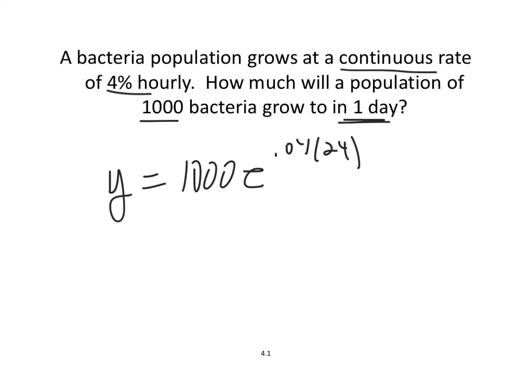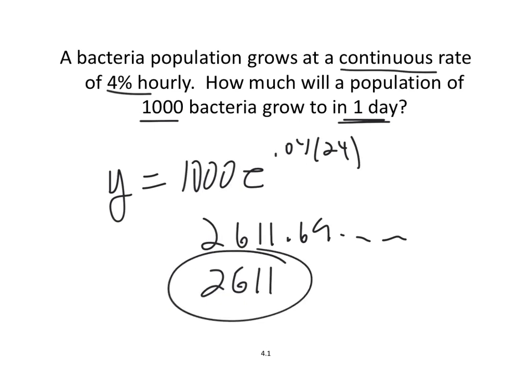So that works out the bacteria will be up to 2,600. Well, my calculator gives me this kind of answer, and this would be a good time to talk about this too. Since I can't have a partial bacterium, I guess I could round up, but typically we won't. So we would leave it at 2611. So that 1,000 bacteria would grow to that in one day.